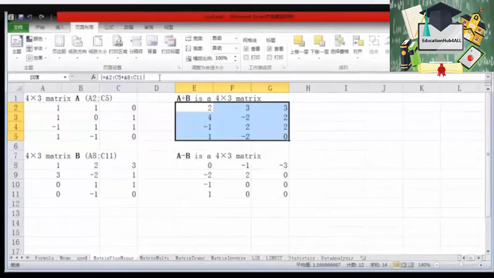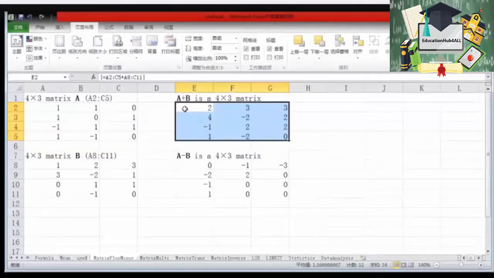Okay, and here you remember last week, the three keys: Control Shift Enter, and then we immediately have the addition. So you can check. This is 2, equal to 1 plus 1. This is 4, equal to 1 plus 3. And subtraction is the same. It's simple. So now I go to multiplication.